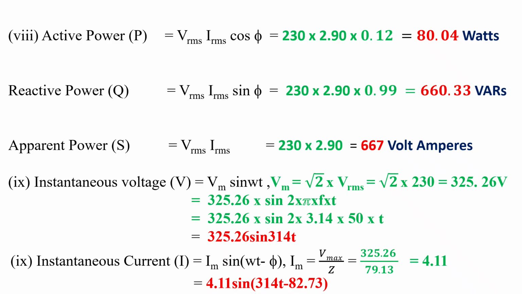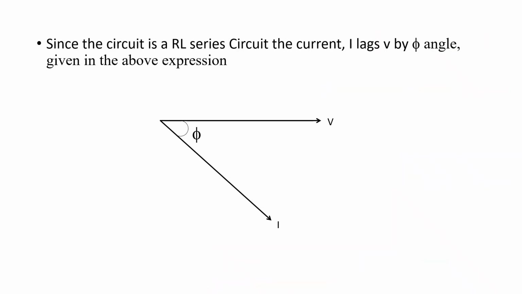Next, instantaneous current i equal to Im sin of omega t minus phi. Here Im equal to Vmax by Z. So 325.26 we got in the previous step. And then finally we got 4.11. So once again substitute all the values in the formula. So i equal to 4.11 sin of 2 pi f t, that is 2 into 3.14 into 50, then minus phi, which is 82.73 degrees. Then finally power factor, phase angle, phasor diagram. So since it is an inductive load, the current lags V by phi angle.